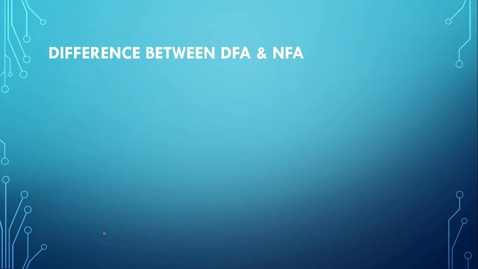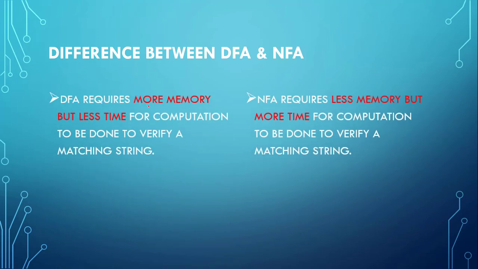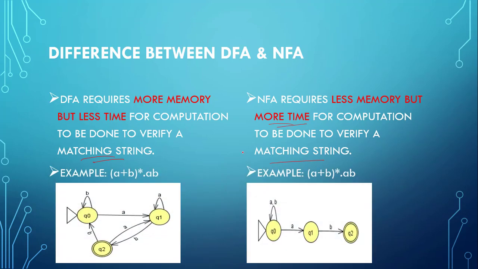The last point is DFA requires more memory but less time for computation to be done to verify a matching string, whereas in NFA we will require less memory but more time for computation to be done to verify a matching string. Here is an example of the same regular expression, that is (a+b).ab, how they are designed in NFA and DFA.